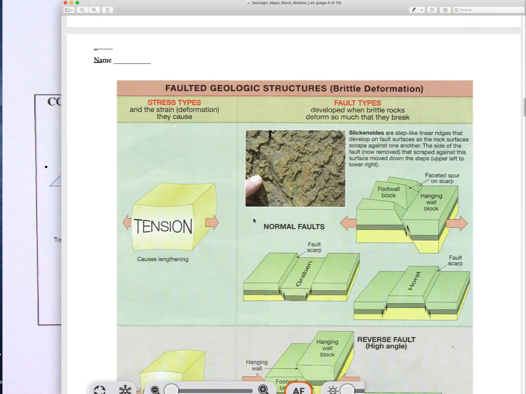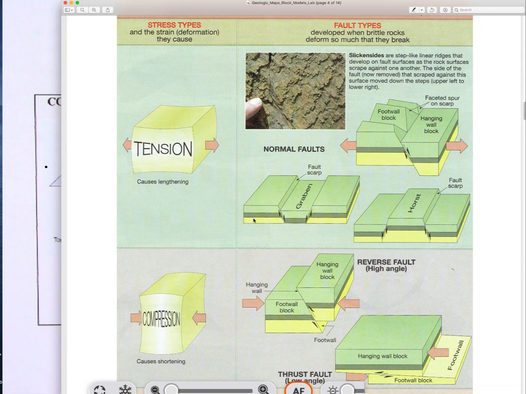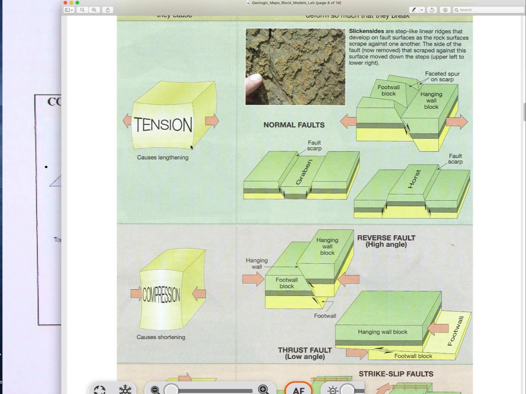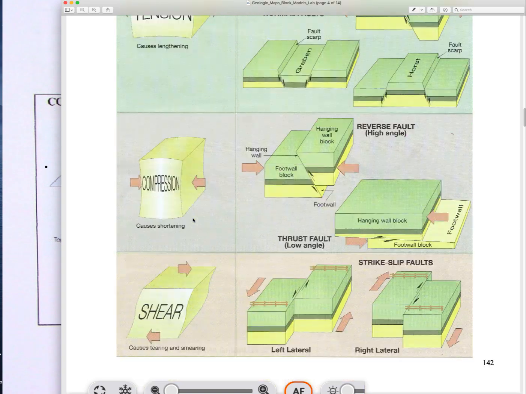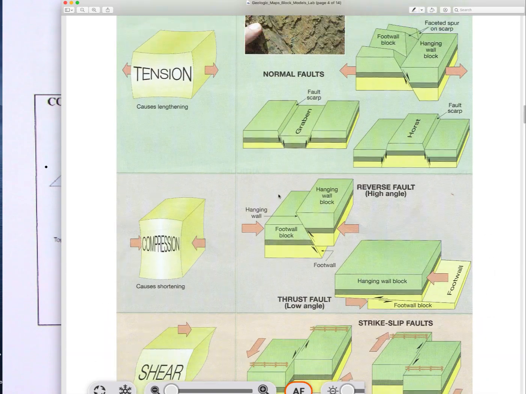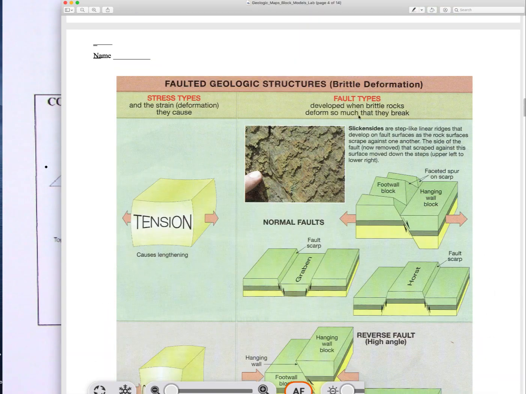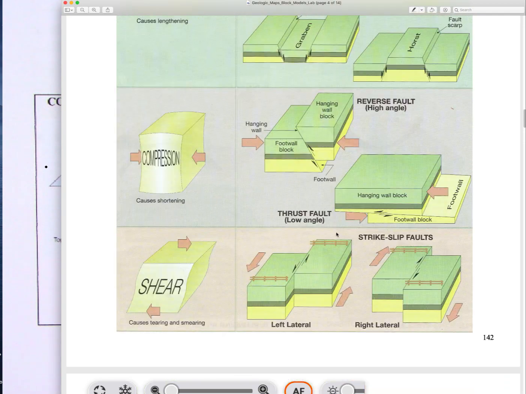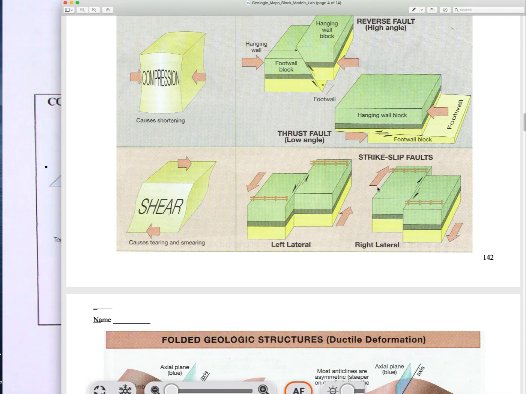All right, so page 142 is just a little bit of background information. The key thing about this one is looking at these diagrams for tensional stress, compression, and shear stress. And then there are some ideas of brittle failure, right? Remember, brittle deformation usually happens at shallower levels where the rock is still cool and is going to break or fracture. There are some different types of faults here: normal faults, reverse faults, thrust faults, which are a special type of reverse fault, and then the strike-slip faults here.